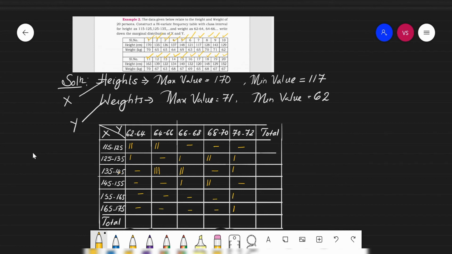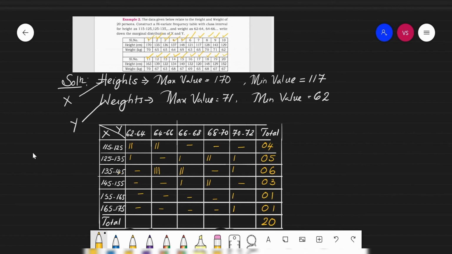So now, let's add up the tallies and write row wise. 2 plus 2 is 4, students. Then 1, 2, 3, 4, 5. This is 5, students. Then 3 plus 2, 5 plus 1 is 6. 1 plus 2 is 3 here. And this is 1. And this is 1. Is it right? So when we add up, we get 20. Right? 9 plus 6 is 15. 15 plus 5 is 20.